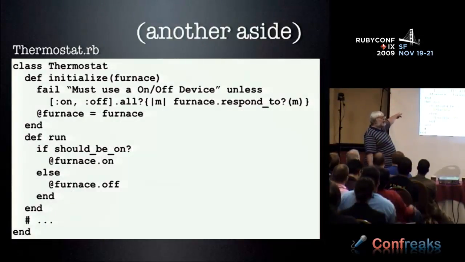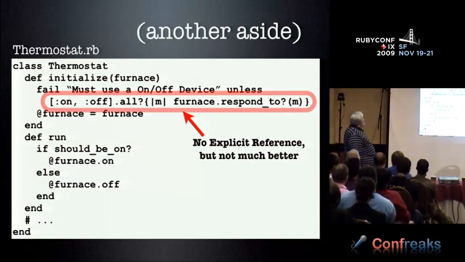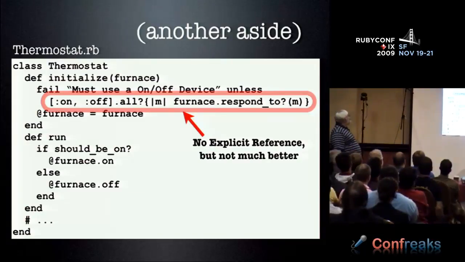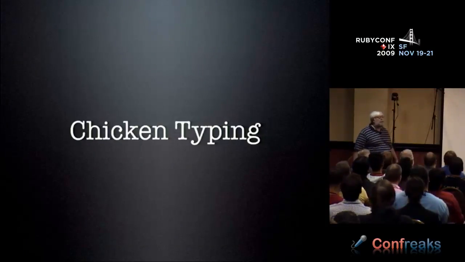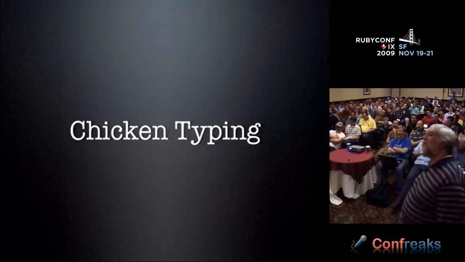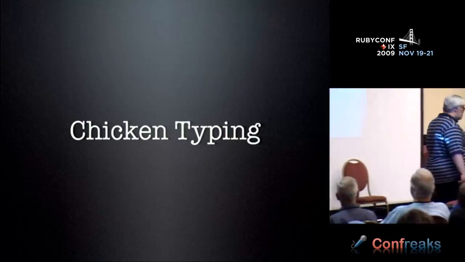So the guy who wrote the is_a test now, he said, okay, protocols are the important thing. Let's do this. Let's check for the protocol. Okay, we no longer have an explicit reference to furnace. But I'm not sure what value this brings to the table. And in fact, a friend of mine has suggested that instead of duck typing, this should be called chicken typing, because you're just scared to use the facilities Ruby gives you.